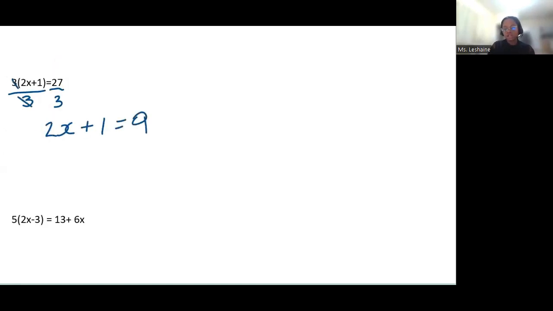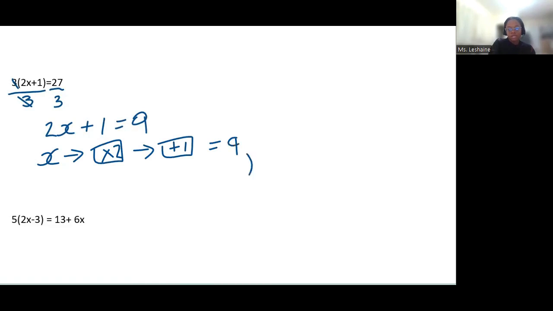I'm just going to go ahead and solve it just to show that we're going to get the same thing. Now, 2x plus 1 gives me 9. What is happening to x? I multiplied it by 2. Then I added a 1. And it gave me a 9. What is the opposite of adding 1? Subtracting 1. So 9 minus 1 is 8. And the opposite of multiplying by 2 is dividing by 2. So 8 divided by 2 means x is 4.